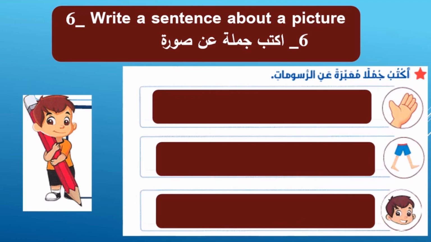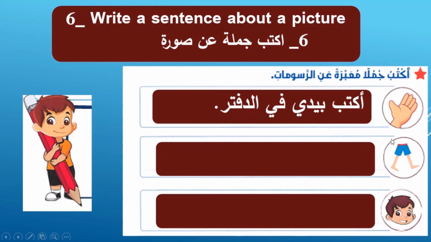اكتب جملة عن صورة. Write a sentence about a picture. Okay, now we will see how to write a sentence about these photos. What do you see here in the photo? This is a hand. Yes. What is the meaning of hand in Arabic? It's yad. Perfect. So we will write aktub, which means I write, biyadi, with my hand, fi الدفتر, I write with my hand in the copybook or the textbook. أكتب بيدي في الدفتر. I write with my hand in the copybook.